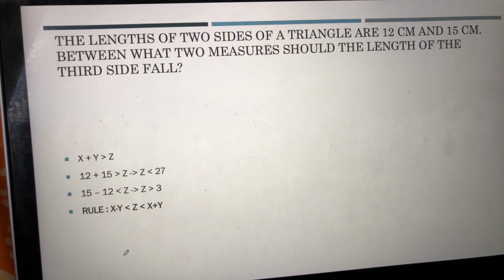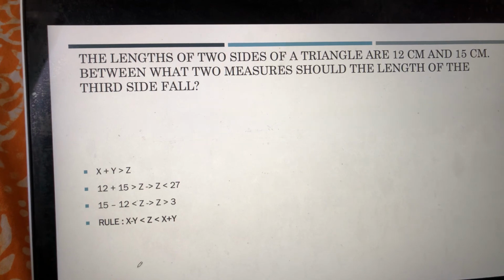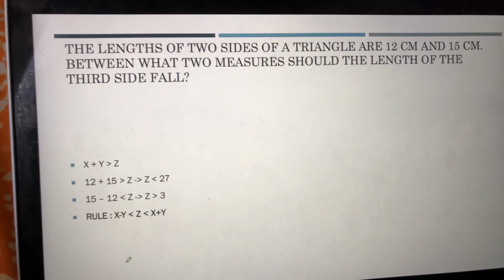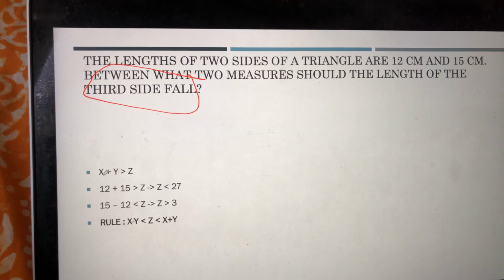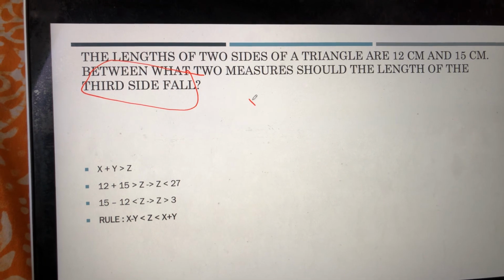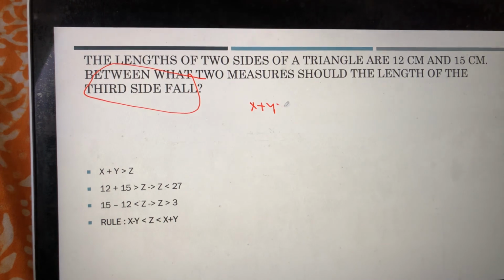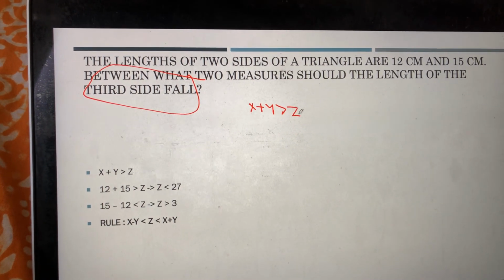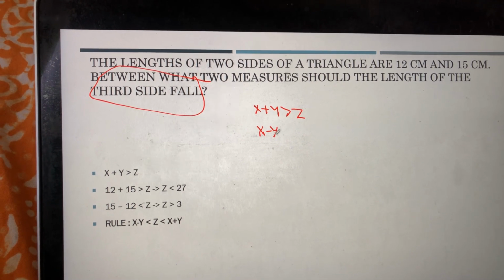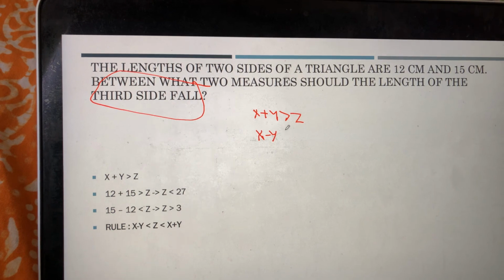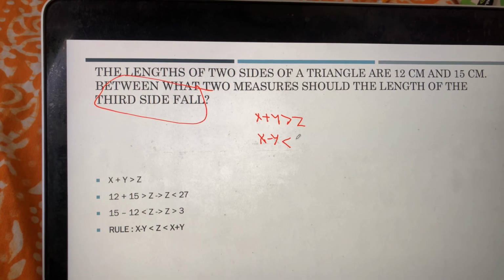Okay, so the problem is: the lengths of two sides of a triangle are 12 and 15. We have to find what range the length of the third side will fall into. So we know from the triangle property, given two sides x and y, their sum must be greater than the third side. But in order to find the range, we use another concept. The sum of the two sides is greater than the third side, and also the difference of the two sides must be less than the third side.